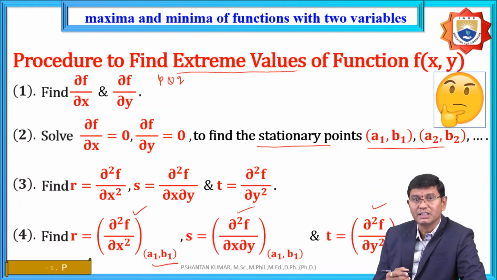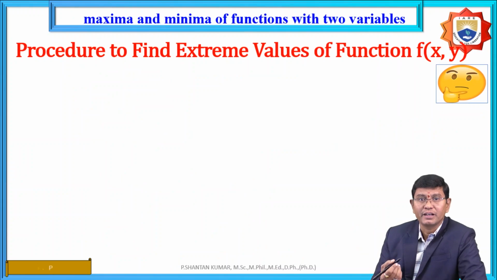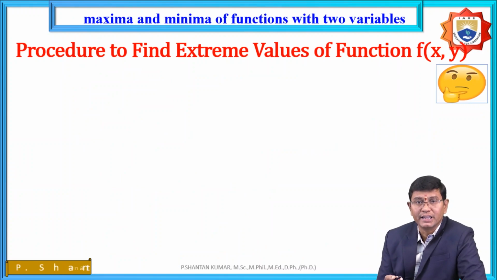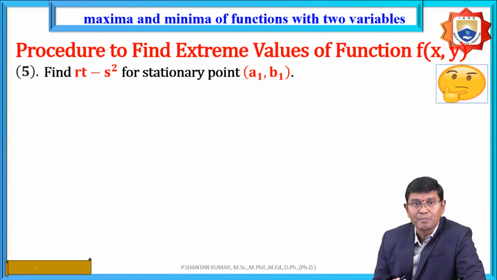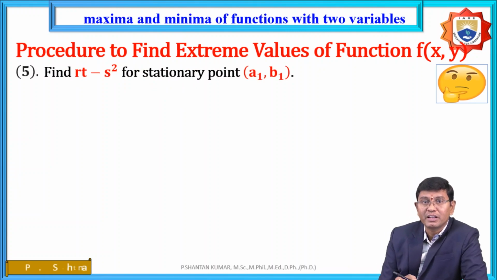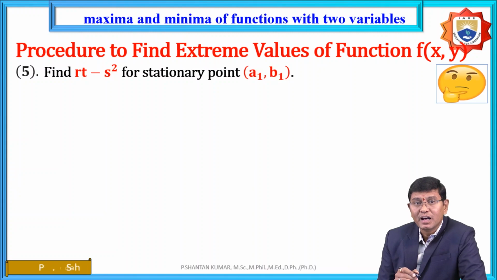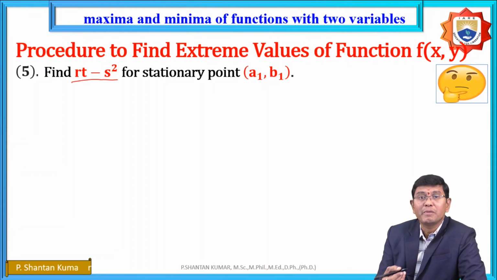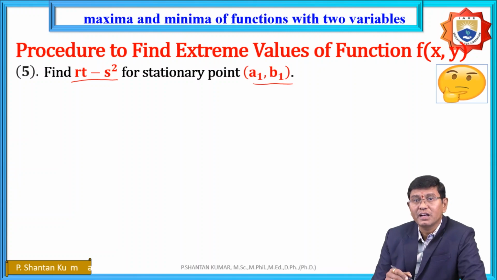And based upon these values of r comma s comma t at the stationary point, further we need to identify the condition with the help of rt minus s square. That means already in the fourth step we know r comma s comma t at the stationary point, and after finding them, again you need to find rt minus s square at that stationary point. And based upon this, we need to check the conditions.